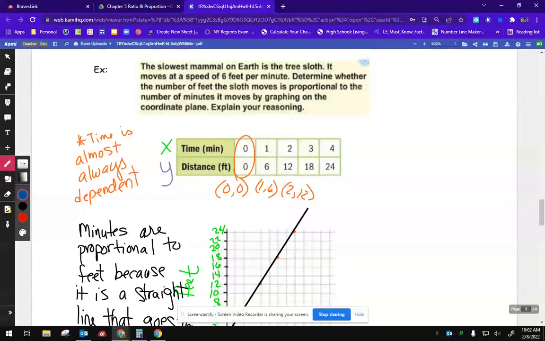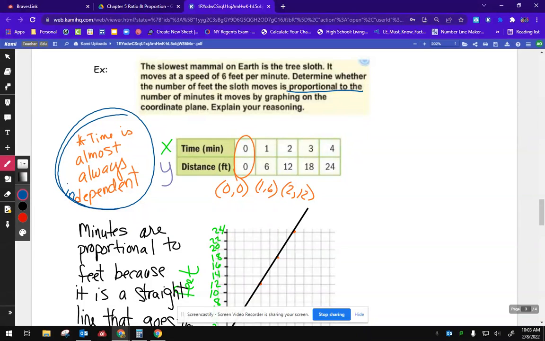So we want to determine whether the number of feet the sloth moves is proportional to the number of minutes. So we're going to start with creating a table. Time is almost always independent. We get to choose the time, usually, unless it's a race, right? So we've got time is our x. We've got a few minutes. Distance is our y. How far did he go?